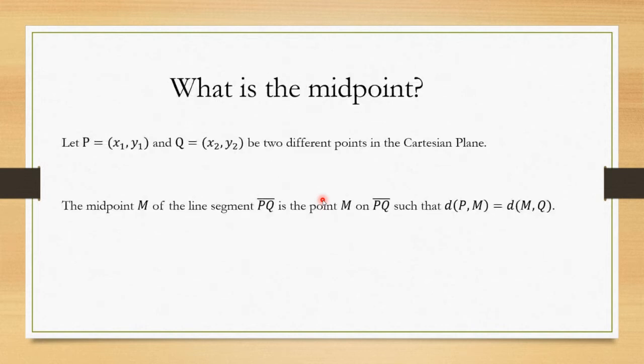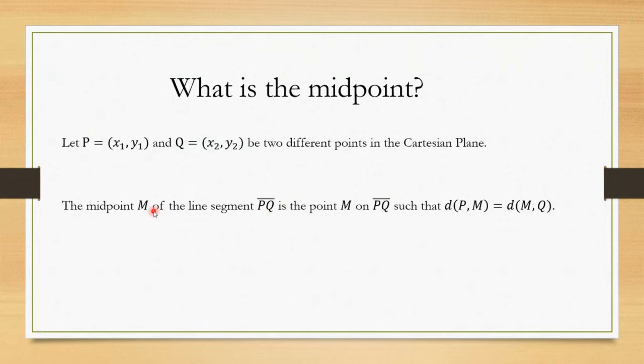Okay, so as I said earlier, there's also this notion of a midpoint. Suppose we have 2 different points, P and Q, in the Cartesian plane. You can always draw a line segment between any 2 different points in the plane. This is what I use to denote that line segment with endpoints P and Q.